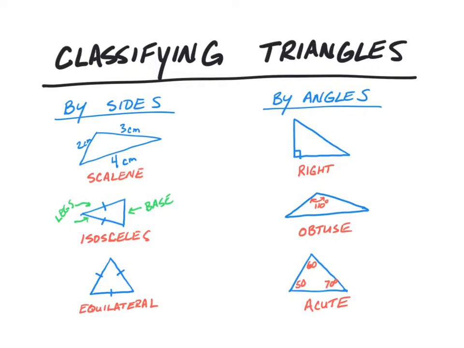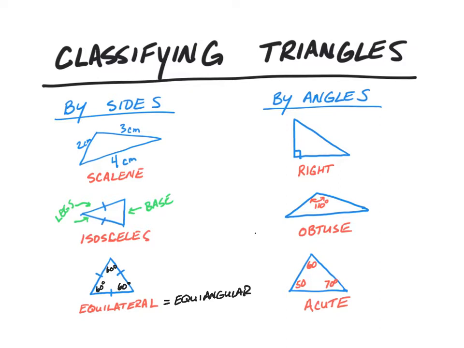A few side notes here. I'll write these in black. First, an equilateral triangle can also be equiangular, because all three angles are going to be 60 degrees, which makes that an acute triangle. An equilateral triangle is also equiangular, and is also acute.